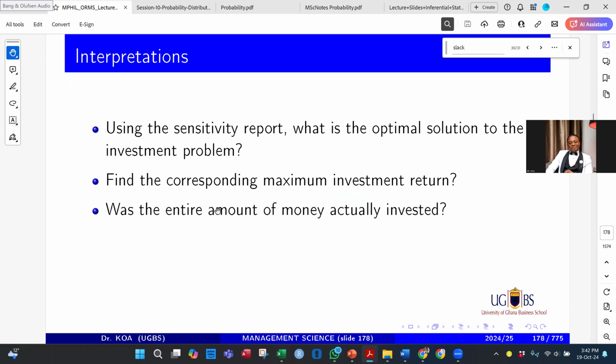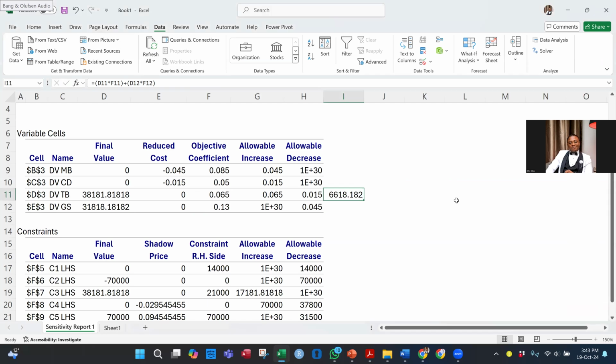Next question. Was the entire amount of money actually invested? Who can tell us? Look at the result. In fact, there are almost two or three ways of answering this. Now, do you remember which constraint captured that the entire amount of money was invested? I've labeled the constraints as C1 to C5. Which constraint was that?